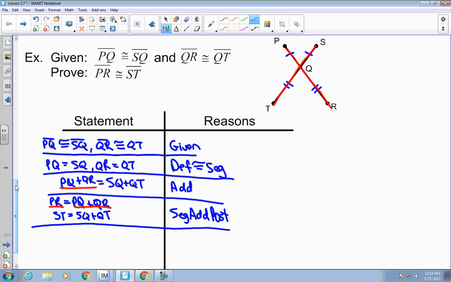Okay, so I'm going to replace it with PR, and then I'm going to replace this part of the equation, SQ plus QT, with what it's equal to. What's it equal to? ST. Okay? So I took this equation right here, and I replaced the PQ plus QR with its whole segment, and I replaced the SQ plus QT with its whole segment, and I established that right here. All right, and what's that called? Substitution.